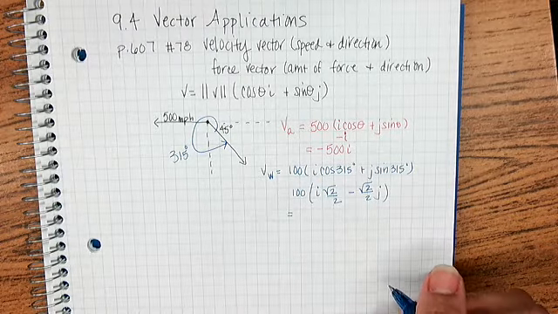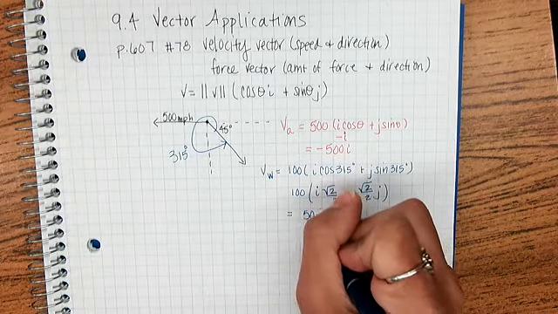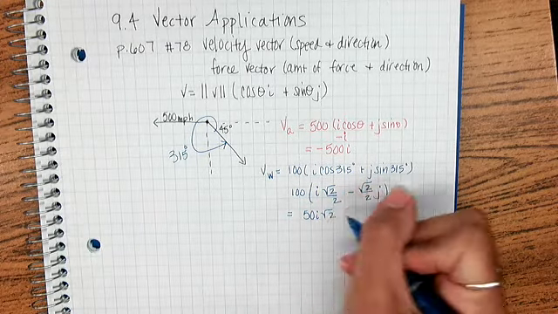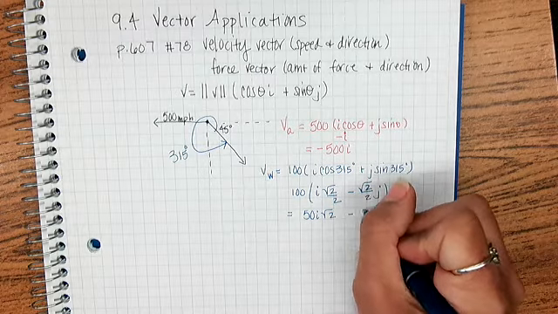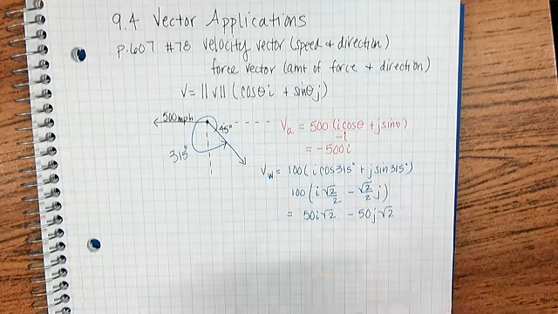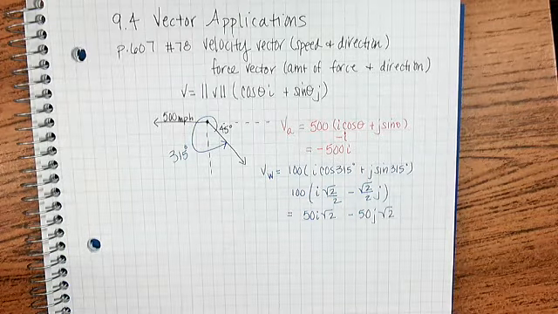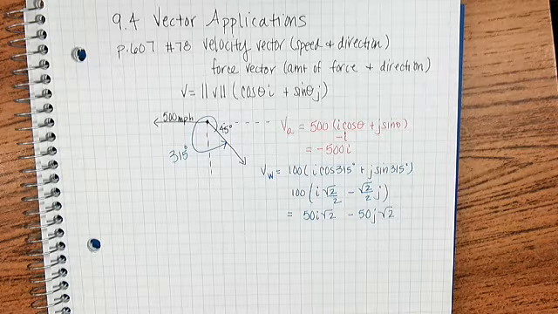Okay. Going to distribute, so this is going to be 50 root 2i. Some people write it as 50i root 2 minus 50j root 2. That's the velocity of the wind or whatever it is we're looking at. Okay, the next part asks us to find the velocity relative to the ground.